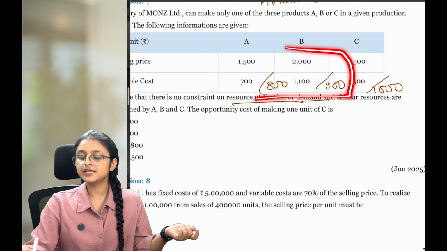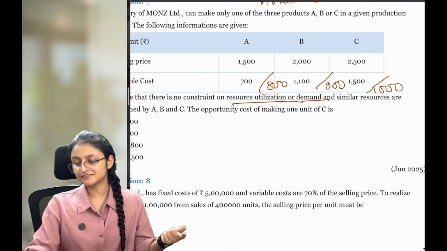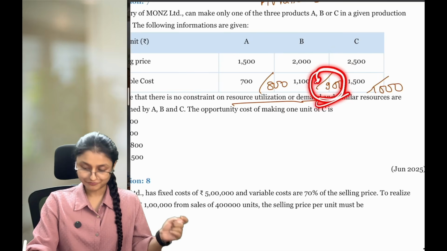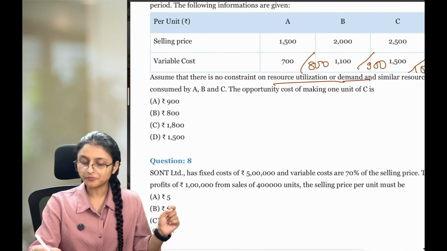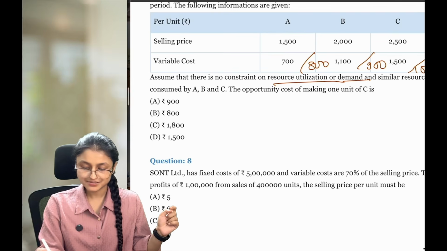So out of the remaining two, what is the next best alternative? Next best alternative is B of 900. Hence 900 is your opportunity cost of making C.